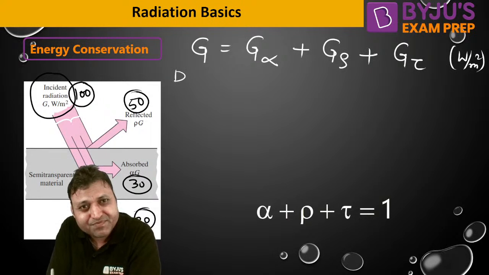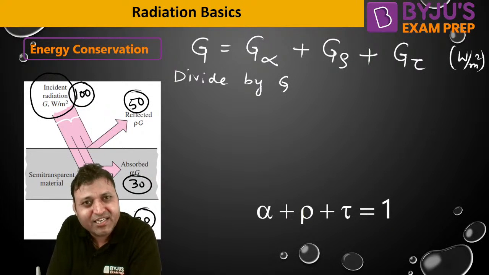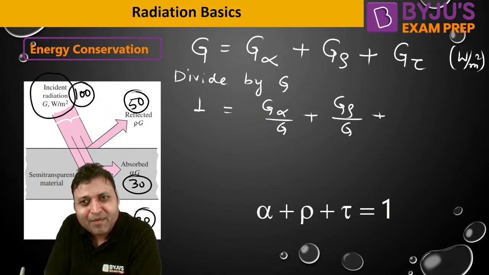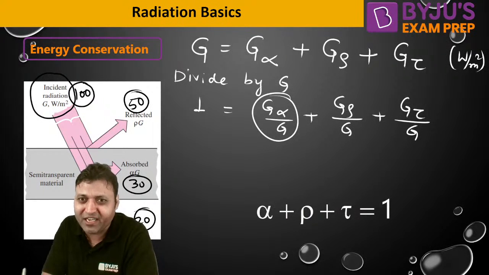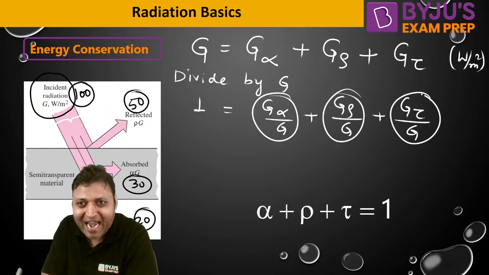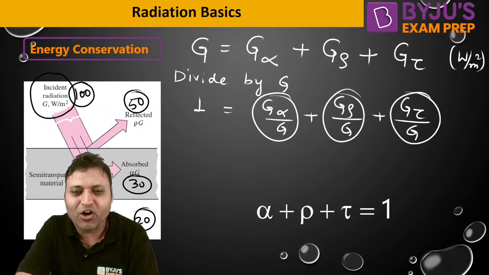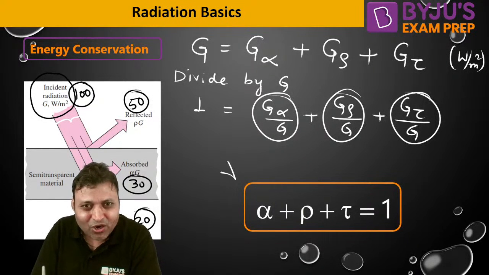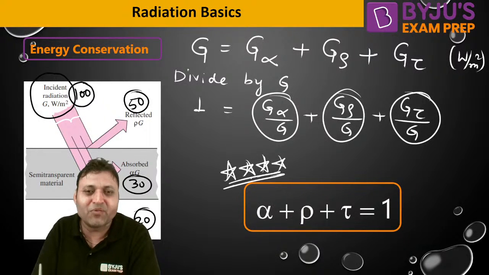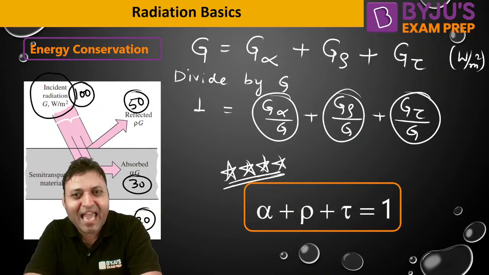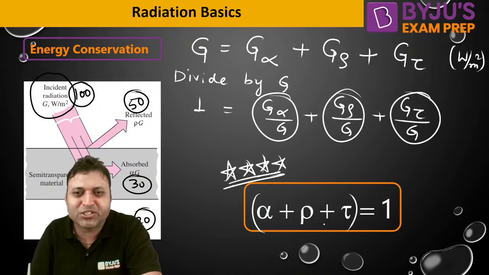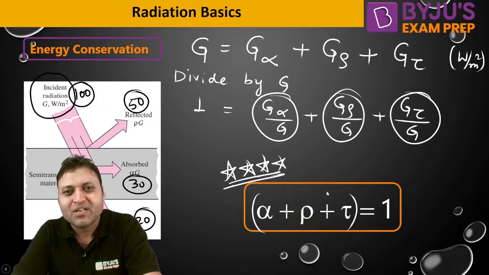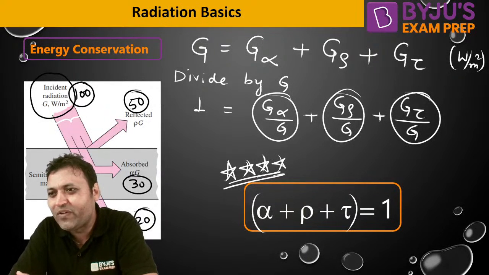And if we divide this equation by G, the left hand side will be 1 is equal to G alpha by G plus G rho by G plus G tau by G. This is the expression. And what is G alpha by G? That is alpha, absorptivity. What is G rho by G? That is called reflectivity. And G tau by G, that is called transmissivity of the surface. So we can say for any surface emitting any type of radiation, the sum of these radiation properties, which is alpha plus rho plus tau, is always equal to 1.